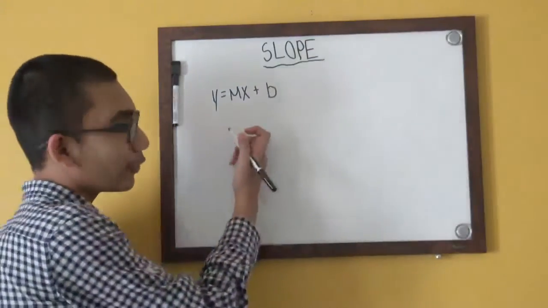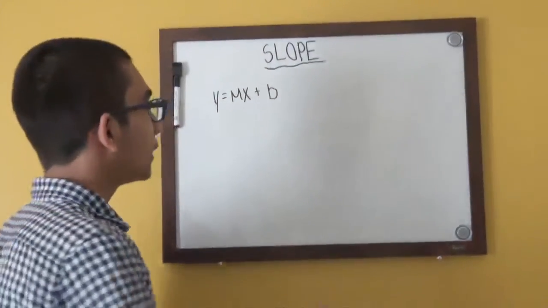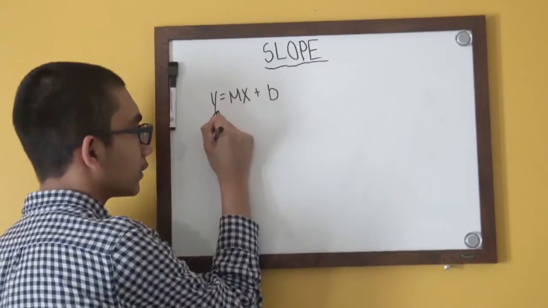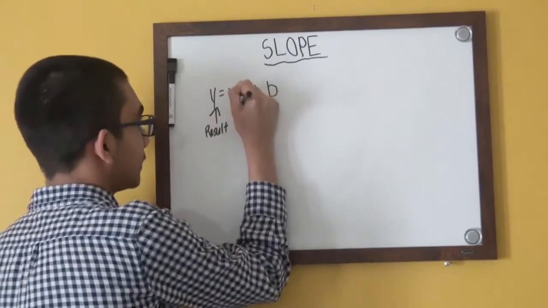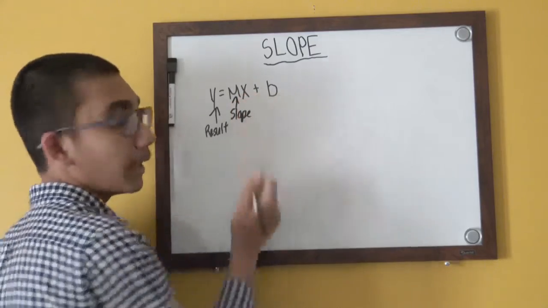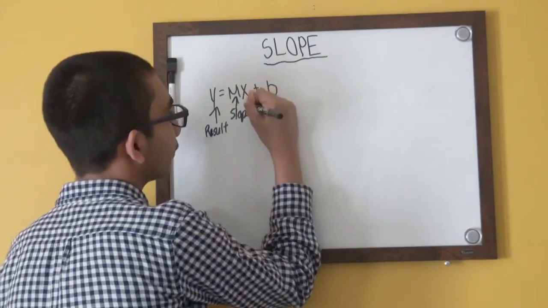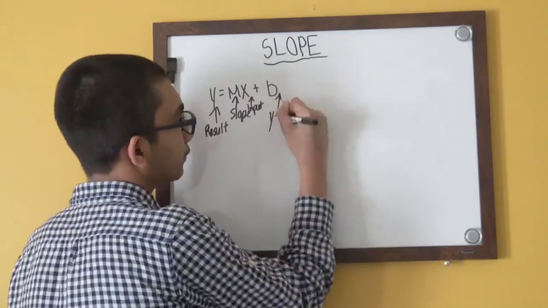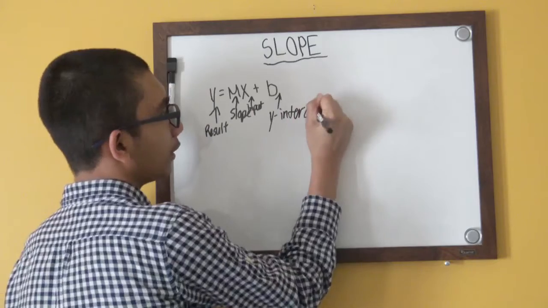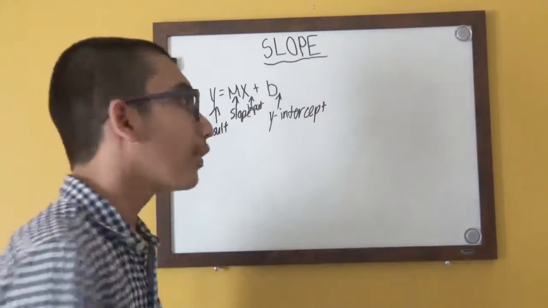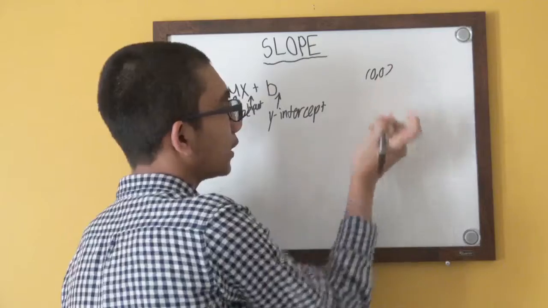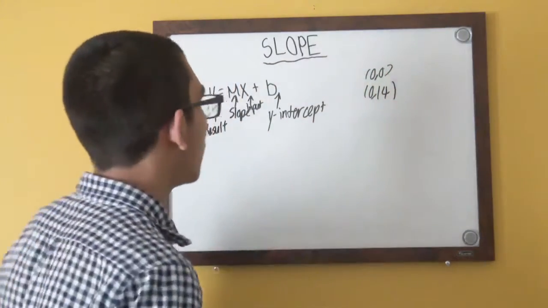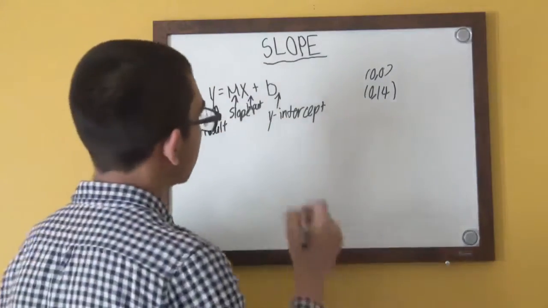So this is the formula for slope-intercept form. It is y equals mx plus b. Y is the result. M is the slope. X is the input. And b is the y-intercept, which means on a graph, that's where it'll start. Instead of on point 0, 0, it might start on point 14 or something, okay? So we'll do a couple practice problems.